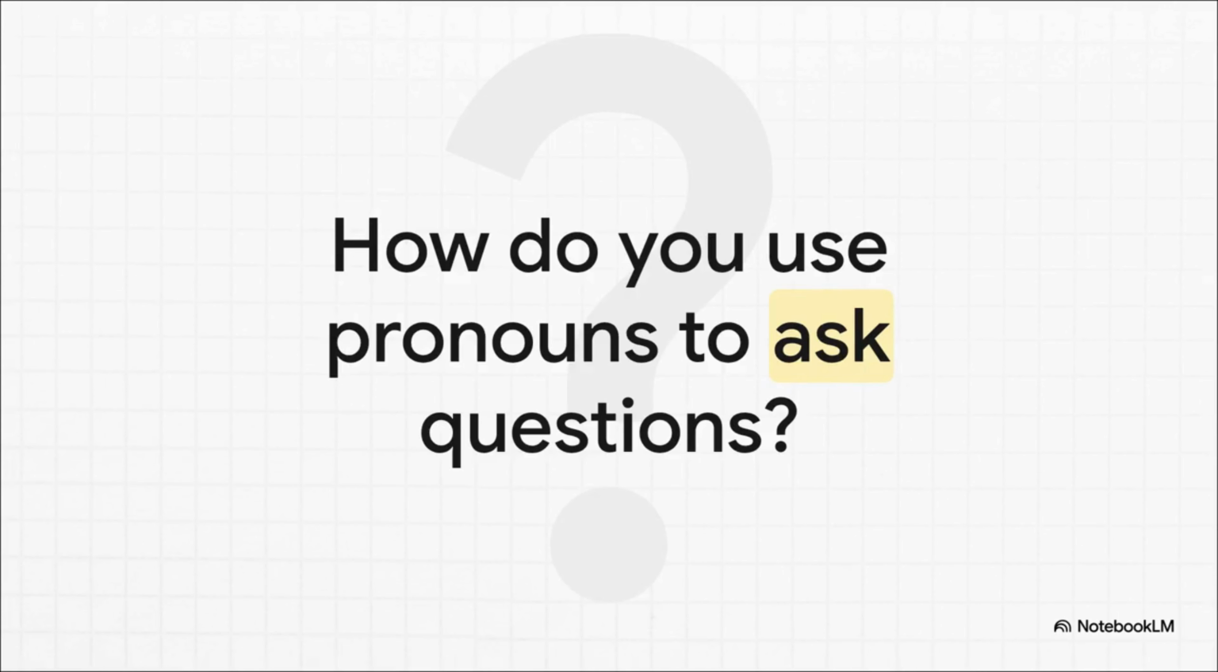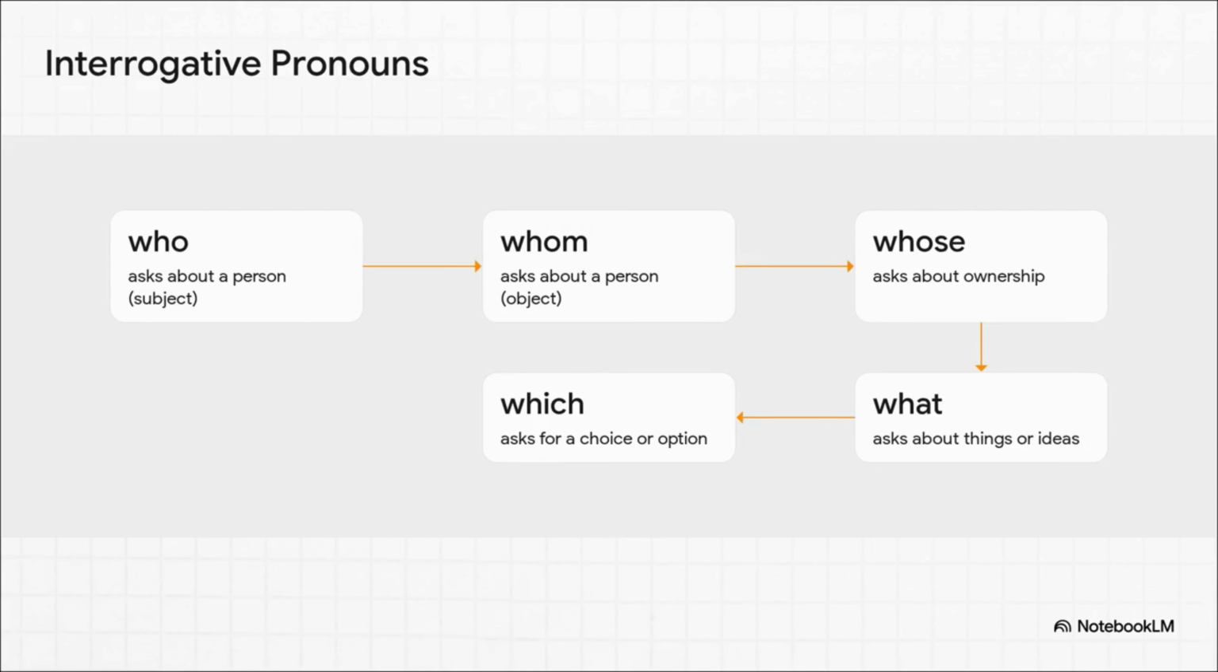Right, so pointing is one thing, but what if you need to actually ask about something? How do we use pronouns to get information? This is where your interrogative pronouns come in. They're your information getters. Use who for the person doing the action and whom for the person receiving it. Whose is for ownership, what is for things, and which is when you've got a choice. Each one has a very specific job to do.